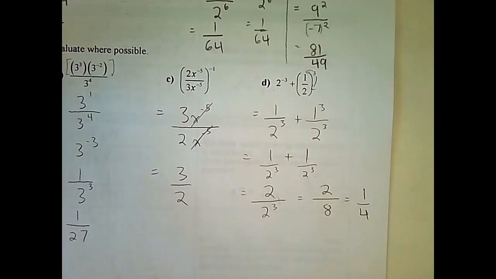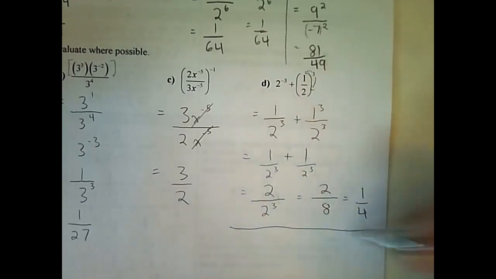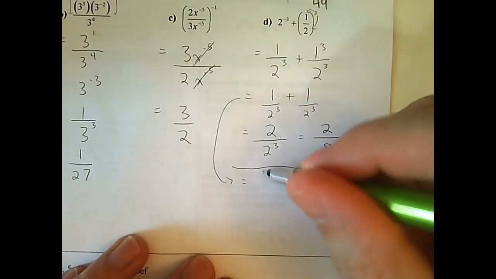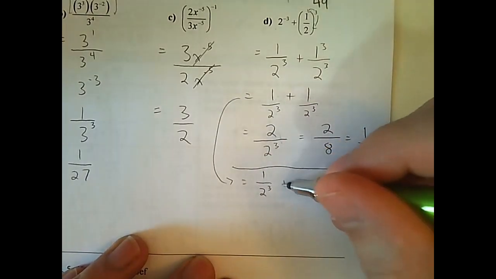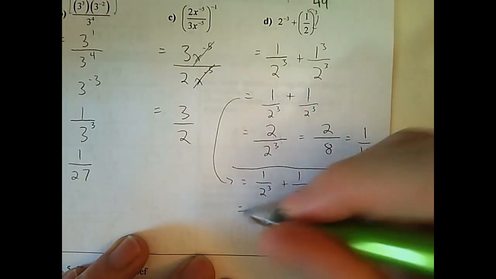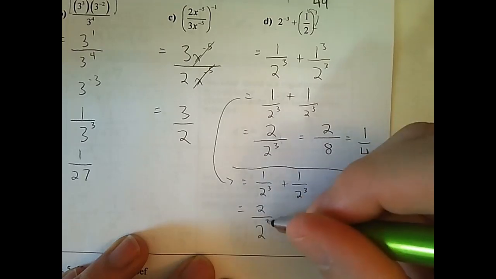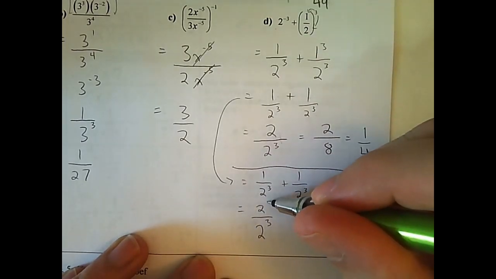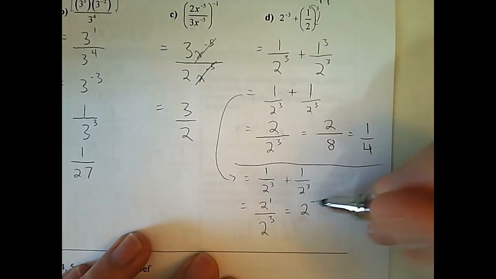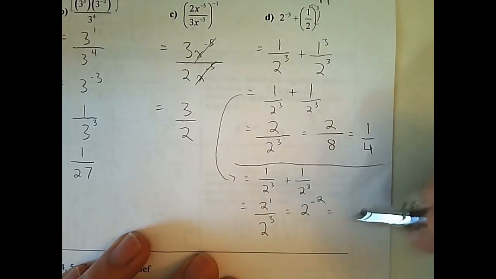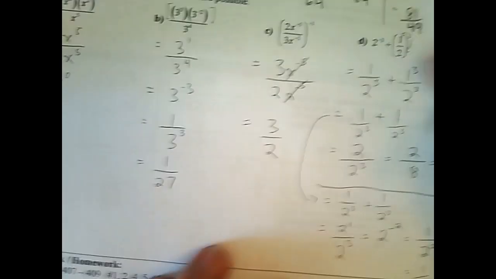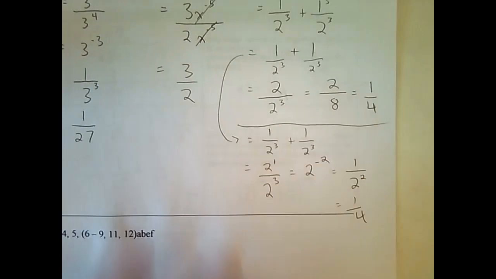You could also, if we had it over here, do this step again, where if we have 1 over 2 to the power of 3 plus 1 over 2 to the power of 3, we add these together, this is the same as 2 over 2 to the power of 3. We can think of this as being an exponent of 1, and then I could subtract these to get 2 to the power of negative 2, which would then simplify to give me 1 over 2 to the power of 2, which is 1 over 4. So those are the different ways we could do this. Either way is fine, as long as we get to the right answer.